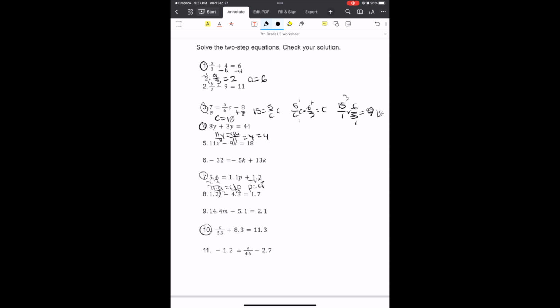And then number 10, c over 5.3 plus 8.3 is equal to 11.3. All you're going to want to do for this one is what we've been doing. Subtract 8.3 from both sides. So you get c over 5.3 is equal to 3. Then you want to multiply both sides by 5.3, and 5.3 times 3 is equal to 15.9. So your answer is c is equal to 15.9.